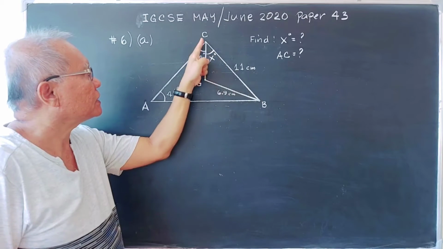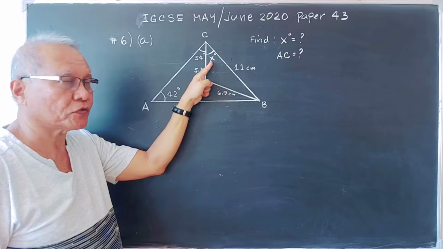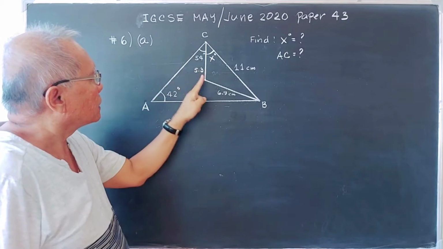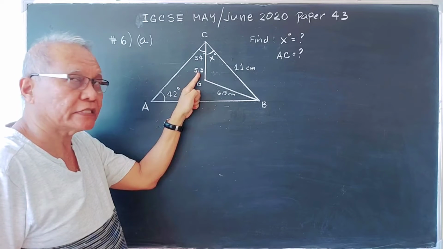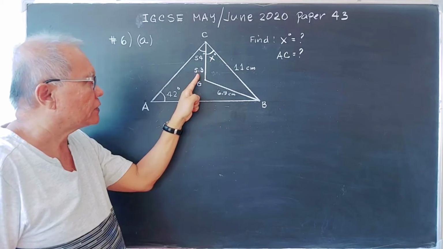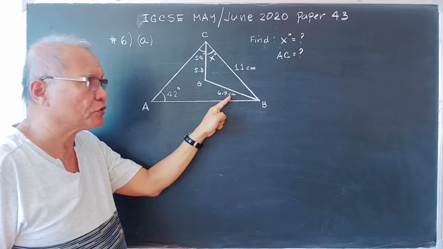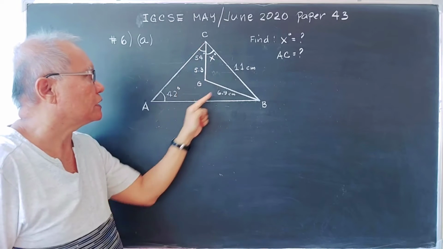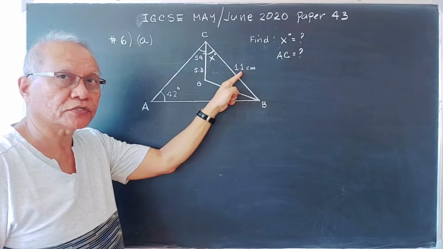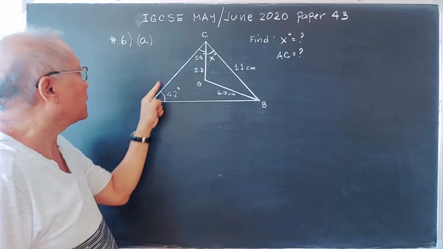Angle BCG is X. That is the one that we are going to solve. The length of GC is 5.3 centimeters. The length of GB is 6.9 centimeters. And the length of BC is 11 centimeters. We are also required to find side AC.